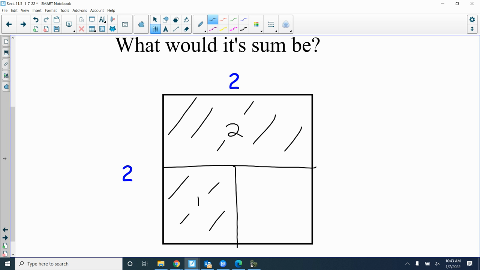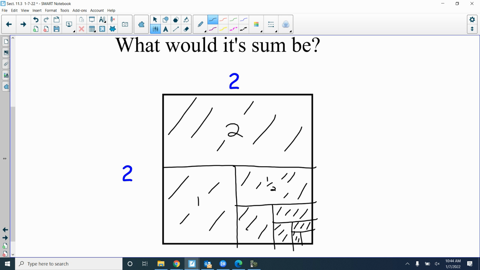And my next block has an area of what? A half, which we can go here. We agree with that? And then my next block has an area of what? A fourth. And the next one is an eighth. And my next one is 16th. And then 32nd, 64th. So what's going to happen each time?